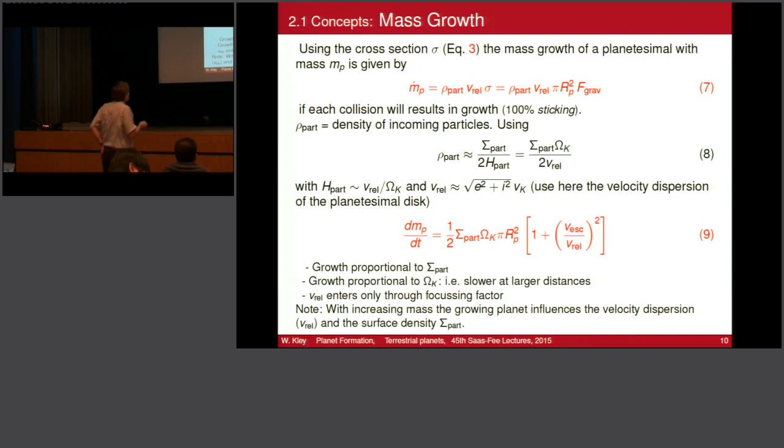Omega Kepler is the Keplerian rotational velocity. It drops off as r to the minus 3/2. So it's much lower in the outer part of the disk than in the inner parts. That means in the outer parts of the disk, this growth time is much longer than in the inner parts. The relative velocity between the two objects enters only in this focusing factor, which is this last bit here. Good, so we have this equation for the growth. Starting out from this one, we go to this equation here, okay?